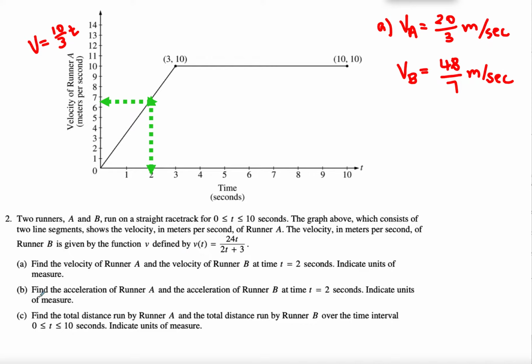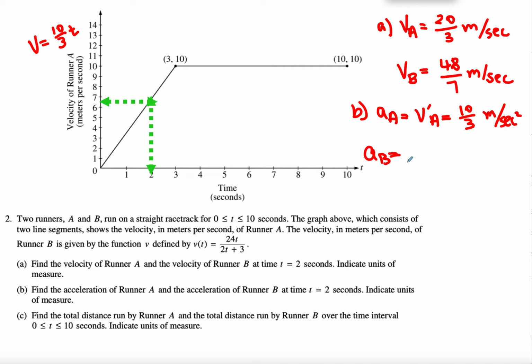Now, let's look at part B. Find the acceleration of runner A and the acceleration of runner B. Acceleration of runner A is a derivative of the velocity A. So what's the derivative of this one? This will be 10 over 3. And then they want you to indicate the unit of measure. So it's going to be meters per second squared.